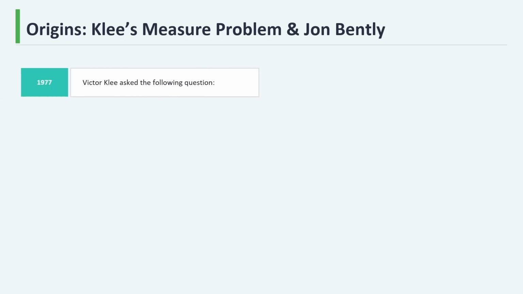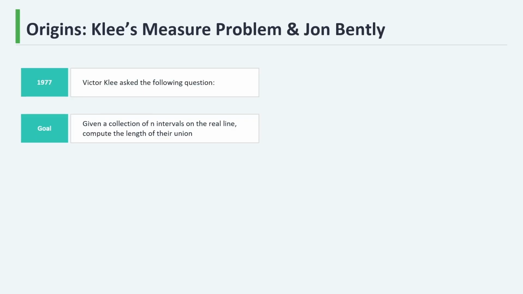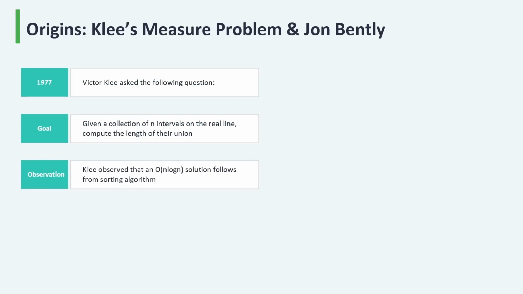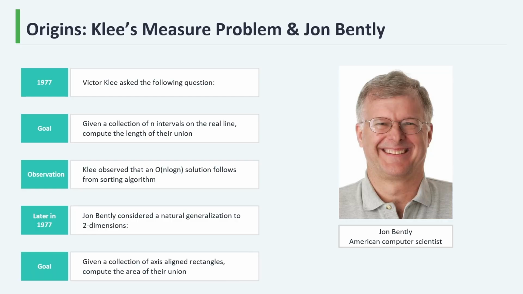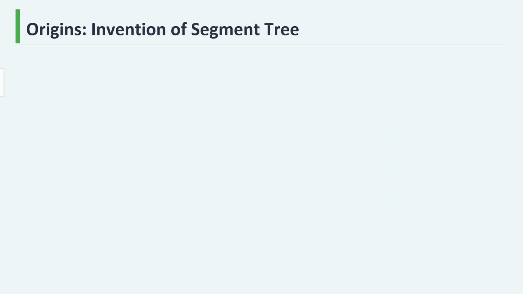In 1977, Victor Klee asked the question: given a collection of n intervals on a real line, how do we compute the length of the union? He observed that an O(n log n) solution follows from a sorting algorithm. Later that same year, American computer scientist Jon Bentley considered a natural generalization to 2 dimensions. Bentley's goal was to compute the area of the union for a collection of axis-aligned rectangles.